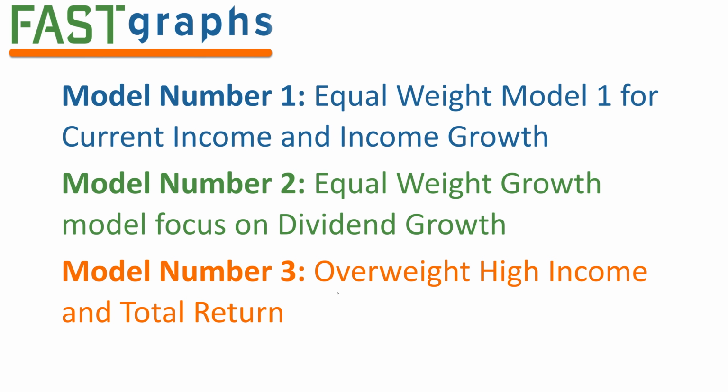And then model number three was simply overweighting certain high income stocks in the portfolio so that you could get a much higher current yield and ultimately a better total return.